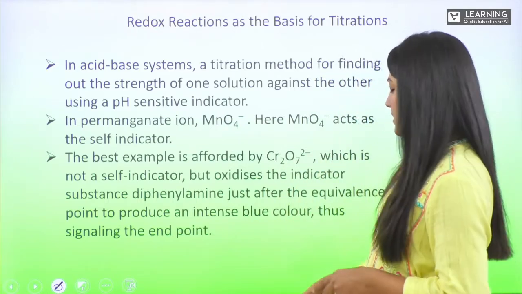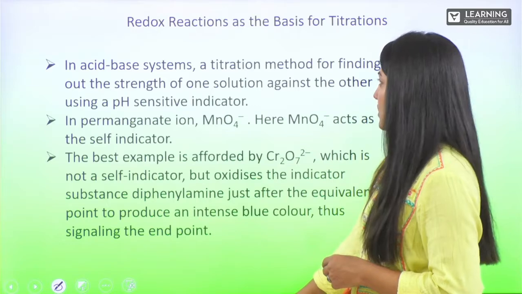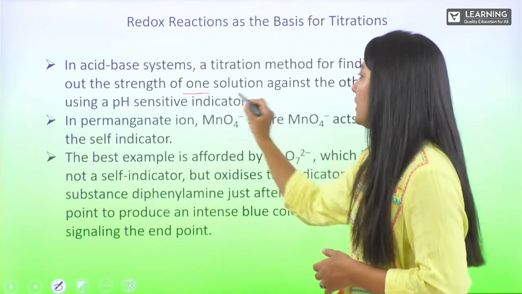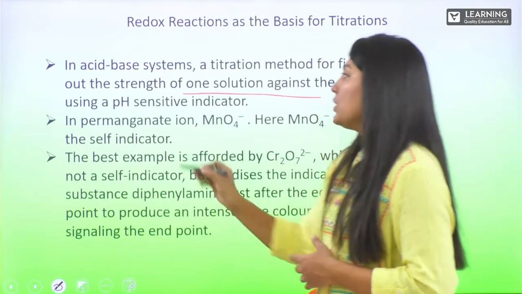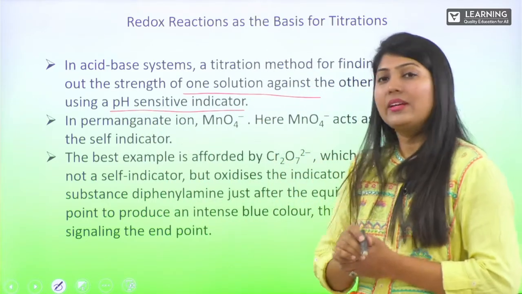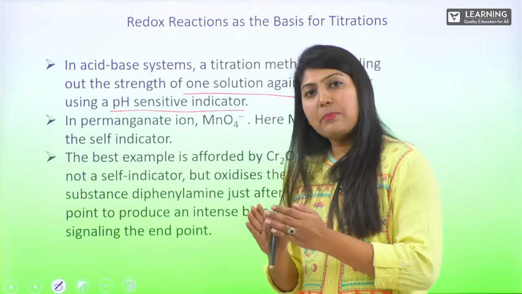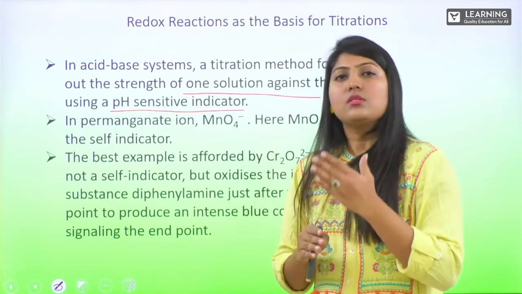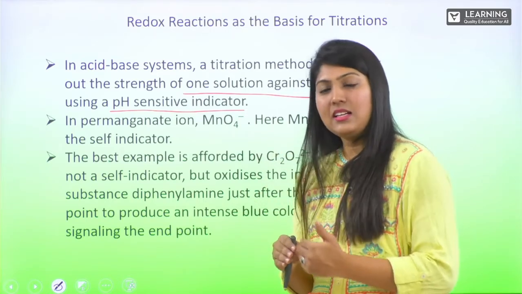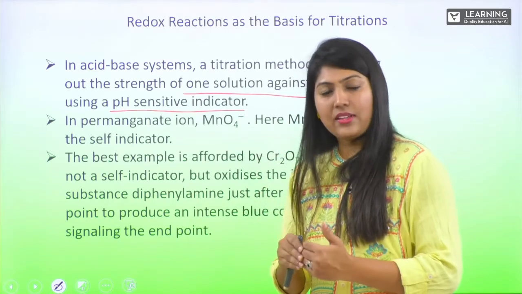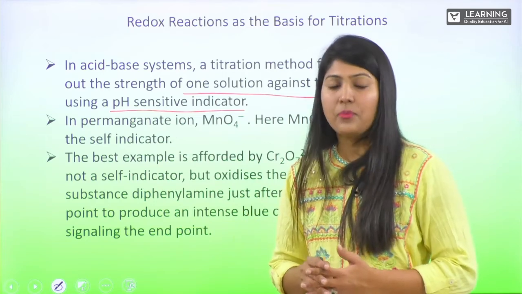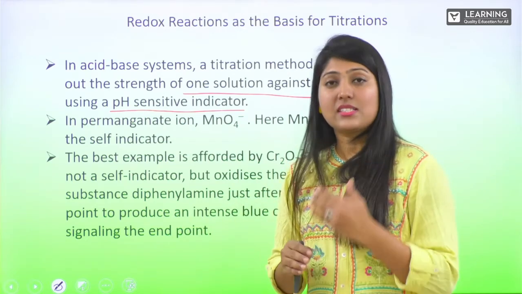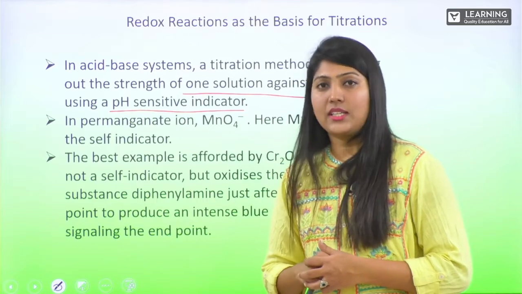In the acid-base system, titration is a method for finding the strength of one solution against the other, using a pH sensitive indicator. What is this pH? pH refers to the potential of hydrogen. If pH is lesser than 7, we say it is acidic in nature. If it is more than 7, we say it is basic in nature. If it is 7, we call it neutral in nature.